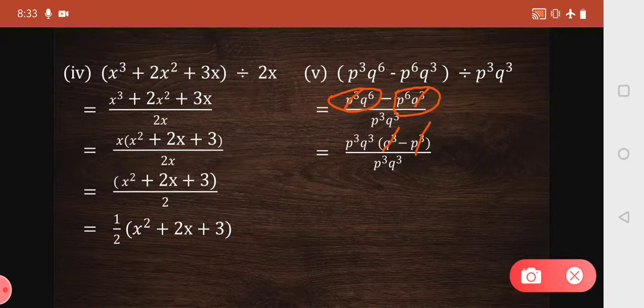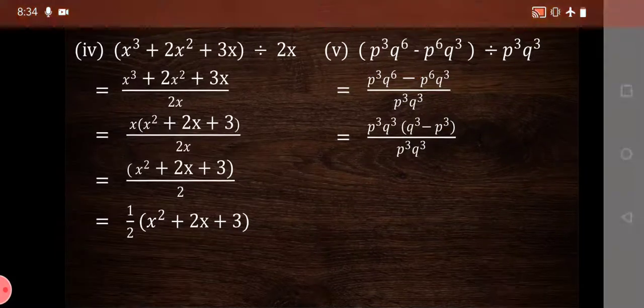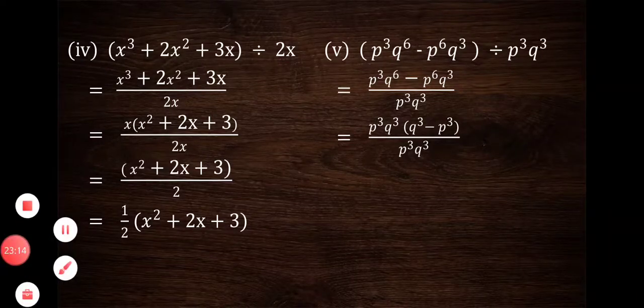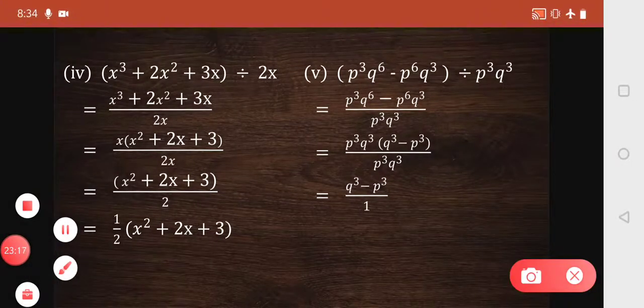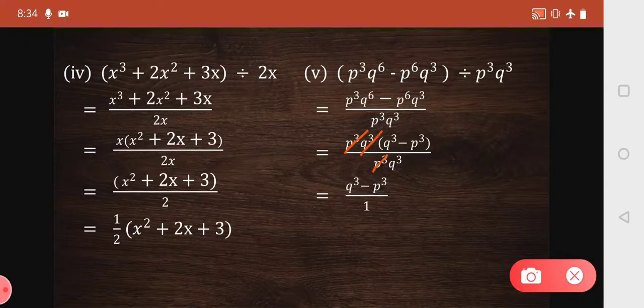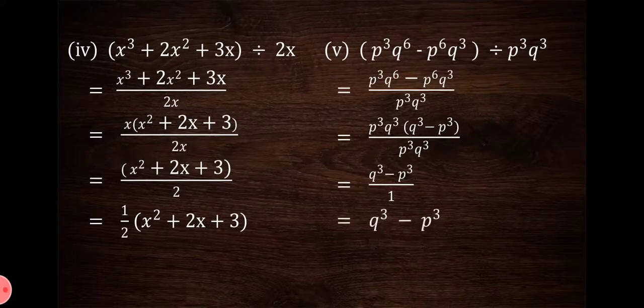So after taking out common from the numerator, we will get p raised to 3 into q raised to 3 minus p raised to 3 upon p raised to 3 into q raised to 3. Again you can see that we can cut p raised to 3, p raised to 3, and q raised to 3, q raised to 3. So we will be left with q raised to 3 minus p raised to 3 upon 1, that is equal to q raised to 3 minus p raised to 3.